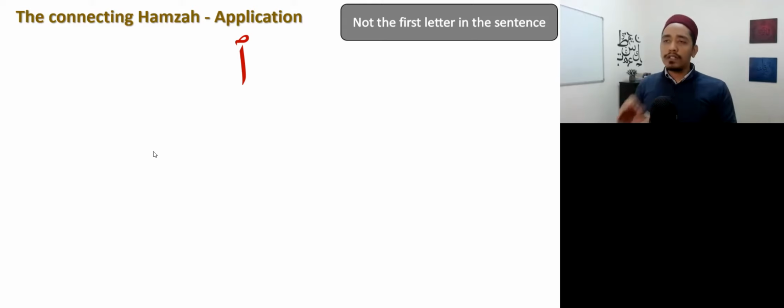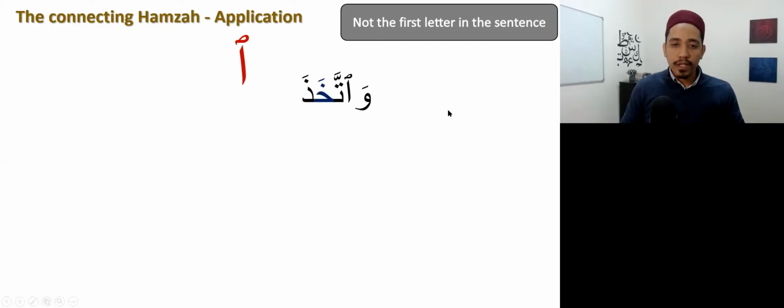So now if I told you that it will have no application, it's just there for show. What does that mean? That means that we will just continue doing what we have been doing all along. What have we been doing? We've been reading letters, joining letters, reading words. So nothing is different. It's just that this connecting Hamza is going to be a guest and it will be ignored.